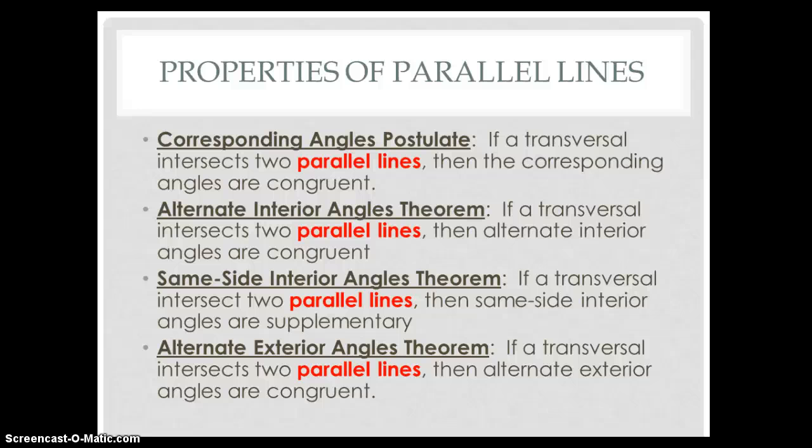Same side interior angles are not congruent, but they are supplementary. So if a transversal intersects 2 parallel lines, then the same side interior angles are supplementary, meaning they add to 180. And our last theorem says alternate exterior angles are going to be congruent, again, when we have a transversal intersecting 2 parallel lines. So if a transversal intersects 2 parallel lines, then alternate exterior angles are congruent. And notice on all of these I have bolded parallel lines because that's the most important part. If the lines are not parallel, the angles are not congruent or supplementary.